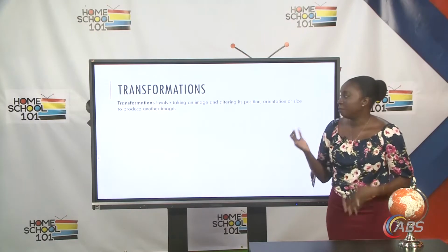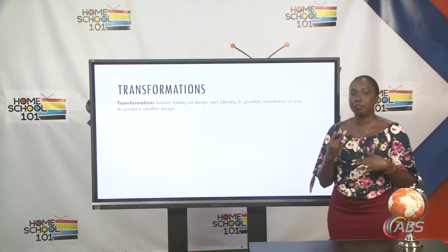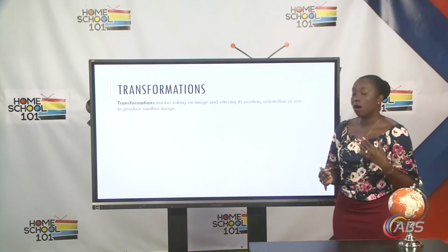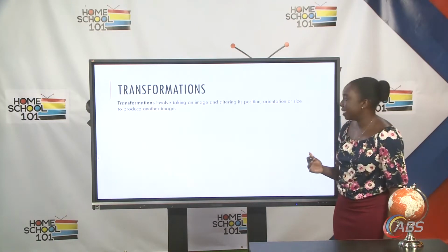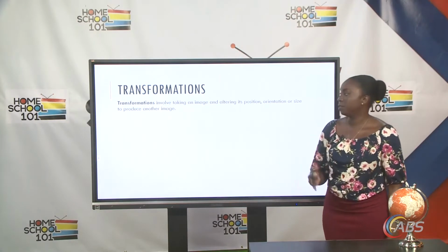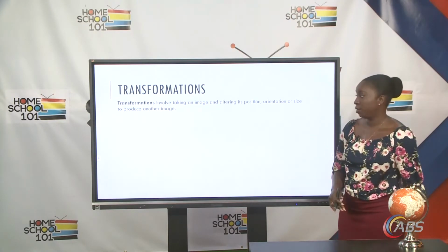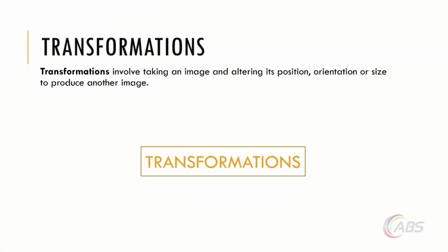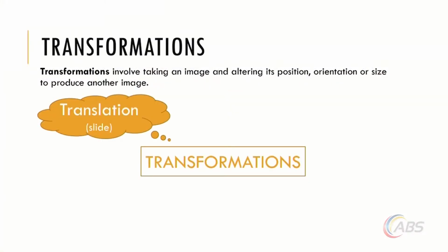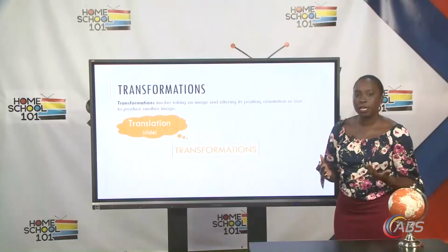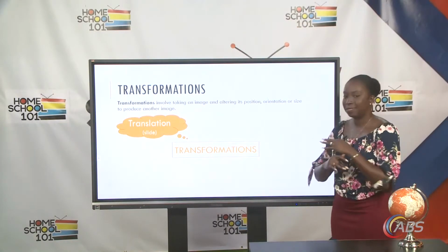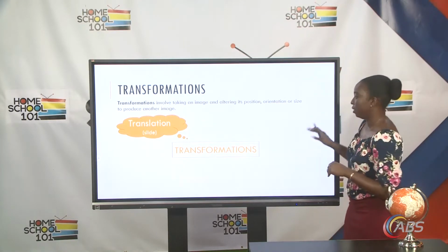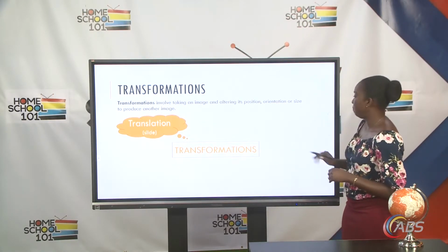So transformations, when we talk about transformations, transformations involve taking an image and altering its position, orientation, or size to produce another image, okay? So transformation involves 4 parts, and those are translation. So when you see the word translation, you're always thinking slide. So we're talking about moving left or right, up or down. Okay, sliding or gliding, all right?